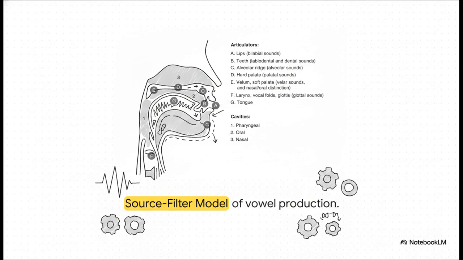But the sound doesn't just stay that way. The pharyngeal cavity in your throat, the oral cavity in your mouth, and the nasal cavity all act as biological filters. By moving your tongue, lips, and jaw, you change the shape of these cavities, filtering the raw sound into the precise vowels and consonants you mapped out in your phonological plan.